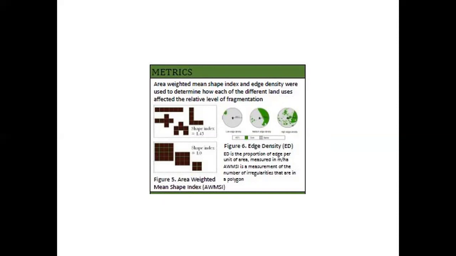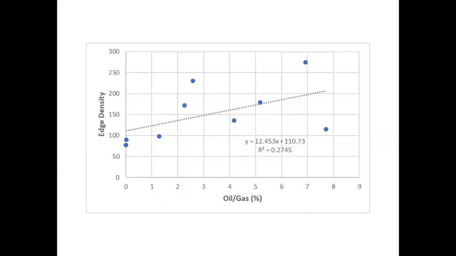Figure 3C and 4C both show that oil and gas activity has the greatest influence on edge density and area weighted mean shape index. The best fit line in figure 3C, as shown on the current slide, shows the relationship between the percentage of oil and gas activity and edge density. The slope of this best fit line is 12.453, which shows a much stronger correlation than any of the other land uses. This means that a 1% increase in oil and gas activity causes an edge density increase of 12.453.